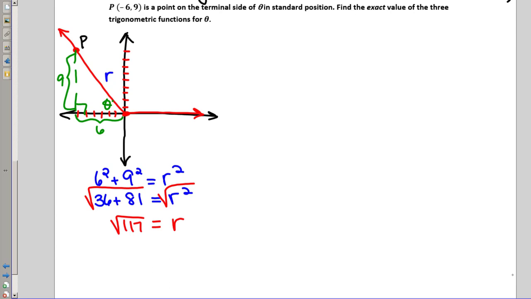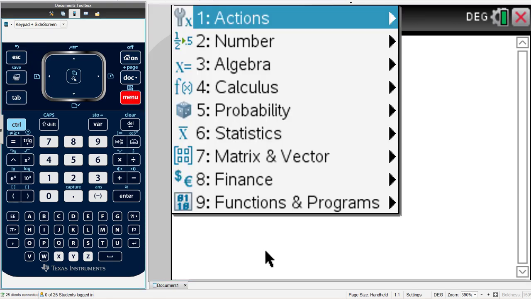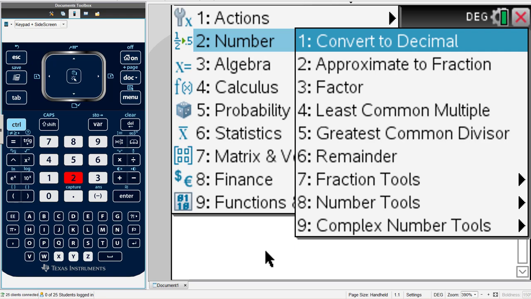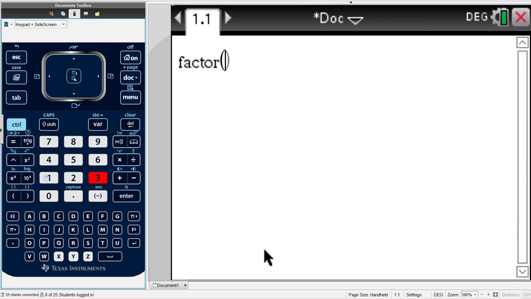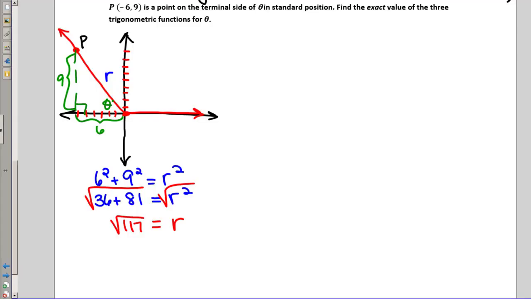Now, before we write that down, we're going to see if the square root of 117 can be expressed in a simpler form. I'm going to remind you of something that you did last year in geometry and we reviewed in class. If you go to the menu on the calculator and number 2, you can factor. We can factor 117, and it'll give us the prime factorization. If I see any numbers with an exponent of 2 or more, then we know it has a perfect square factor. So in this case, we can simplify the square root of 117 to 3 radical 13.